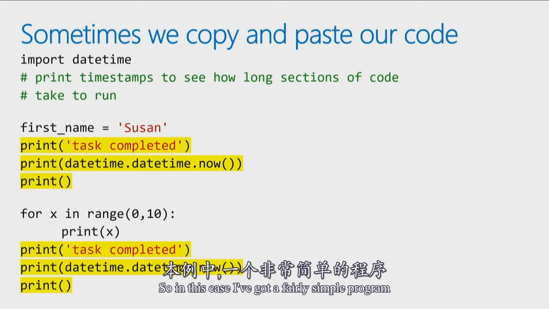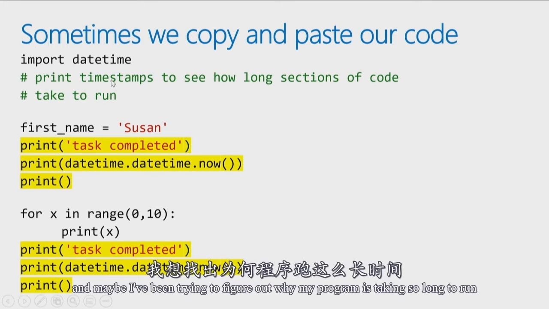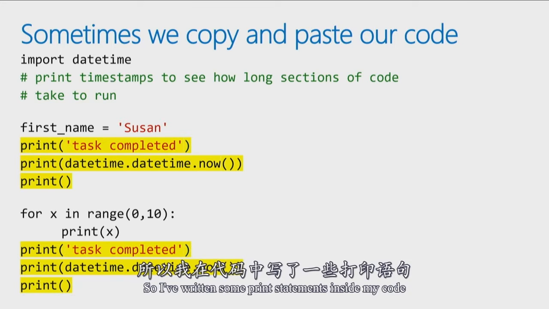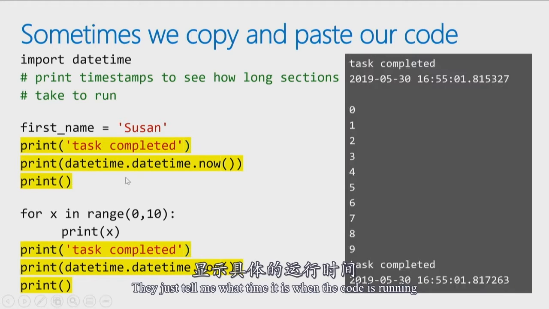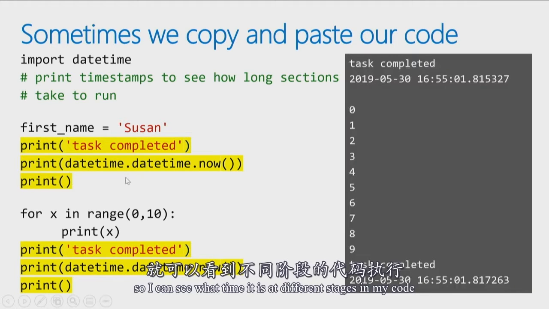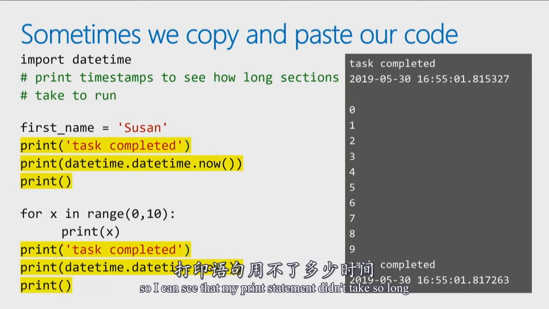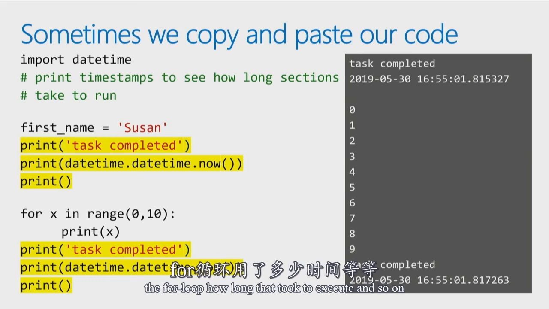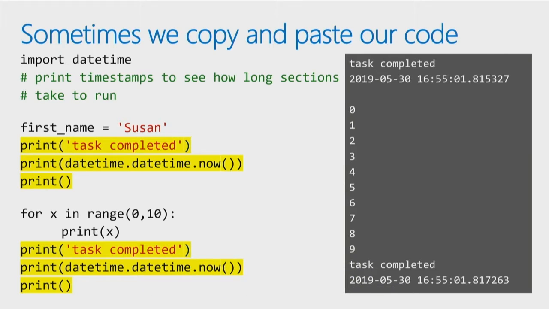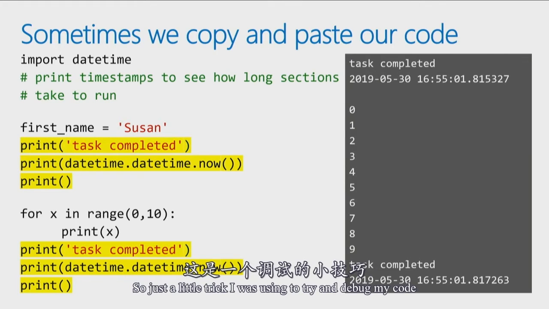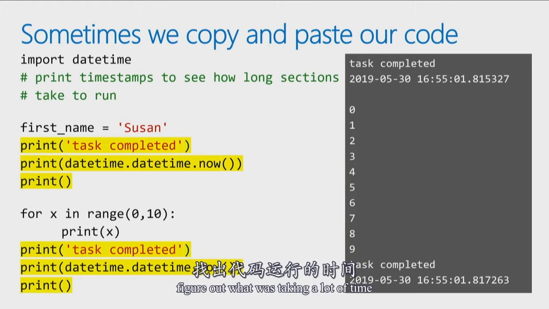So in this case, I've got a fairly simple program, and maybe I've been trying to figure out why my program's taking so long to run. So I've written some print statements inside my code to just tell me what time it is when the code is running, so I can see what time it is at different stages in my code. I've just copied and pasted a few lines of code that just print out the current date and time, so I can see that my print statement didn't take so long, the for loop, how long that took to execute, and so on. So just a little trick I was using to try and debug my code, figure out what was taking a lot of time.